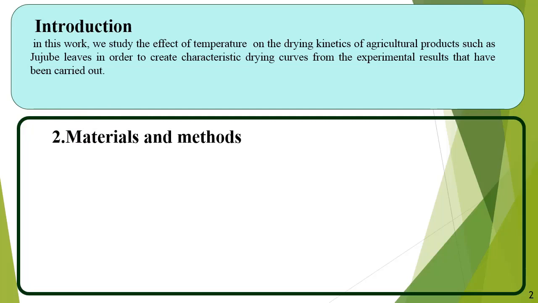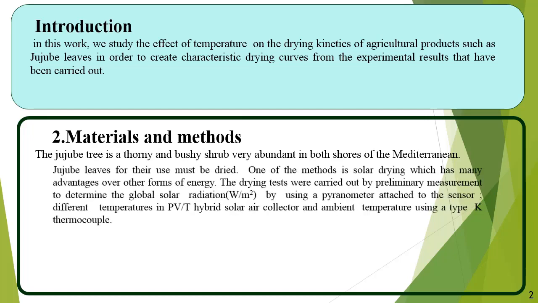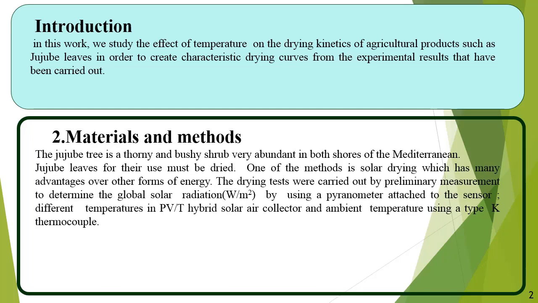Materials and methods. The jujube tree is a thorny and bushy shrub, very abundant on both shores of the Mediterranean. Jujube leaves must be dried for their use. One of the methods is solar drying, which has many advantages over other forms of energy.